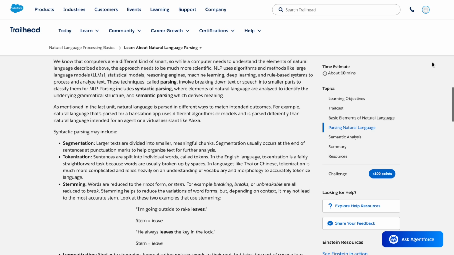Parsing includes syntactic parsing, where elements of natural language are analyzed to identify the underlying grammatical structure, and semantic parsing, which derives meaning. As mentioned in the last unit, natural language is parsed in different ways to match intended outcomes. For example, natural language that's parsed for a translation app uses different algorithms or models and is parsed differently than natural language intended for an agent or a virtual assistant like Alexa.